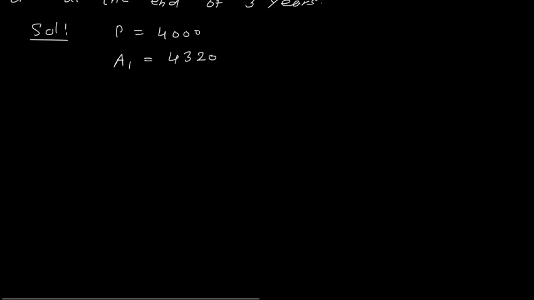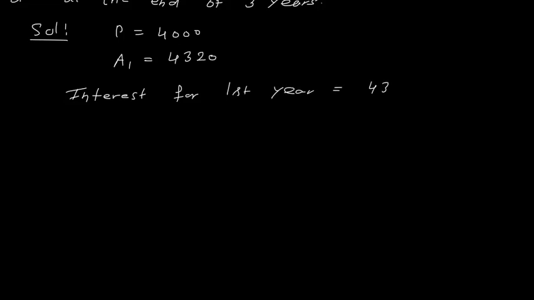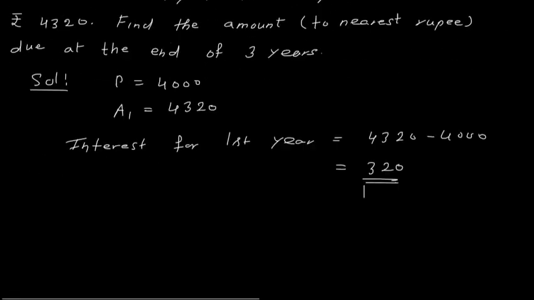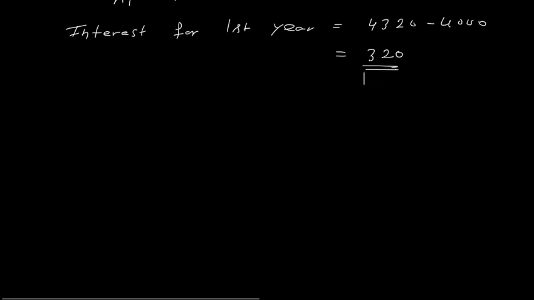So the amount after the first year is given. From here I can find out the interest for the first year. Interest for the first year is 4320 minus 4,000. This will give me rupees 320. So I have the principal, I have the simple interest for the first year. So from this I can calculate the rate of interest.